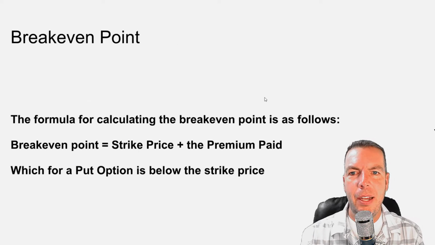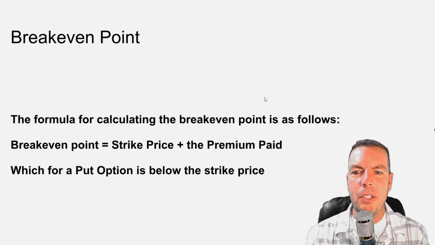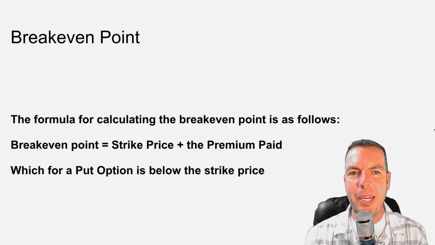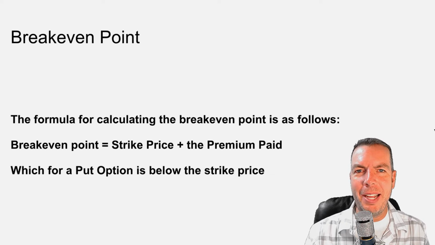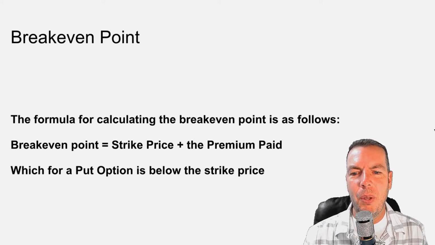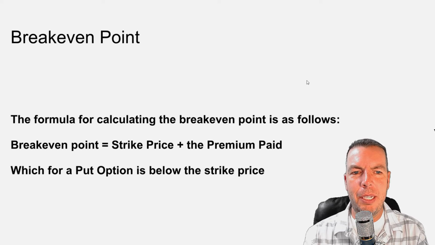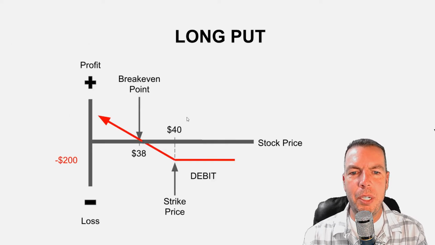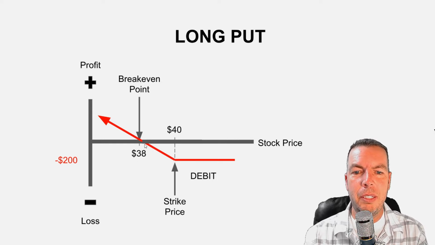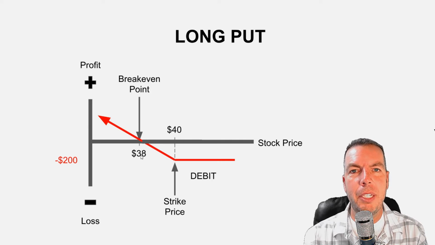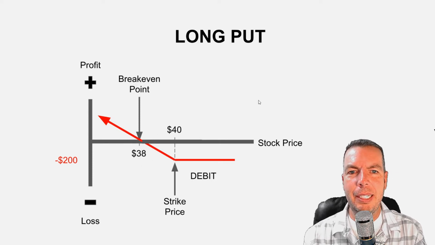All right, so our break-even point, we've kind of already talked about that. The formula for calculating the break-even point is as follows. Our break-even point is the strike price plus the premium paid, which for a put option is below the strike price. Here's our $40 put. We paid $200, or $2 premium, for that one option. So we need the stock price to decrease in value to $38, and anything below that would be a profit. So $38 would be our break-even point in this case.